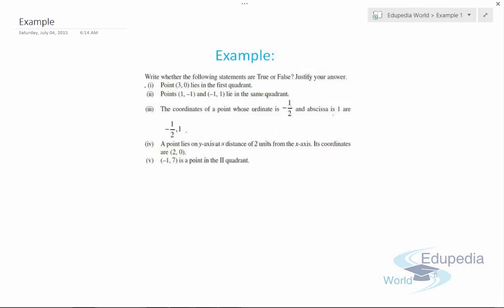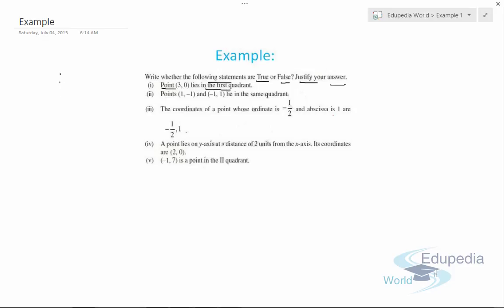Now the question says we have to write whether the following statements are true or false, and you have to justify your answer, meaning you have to give the reason for the true or false. So the first question is, you have to tell whether the point (3, 0) lies in the first quadrant.